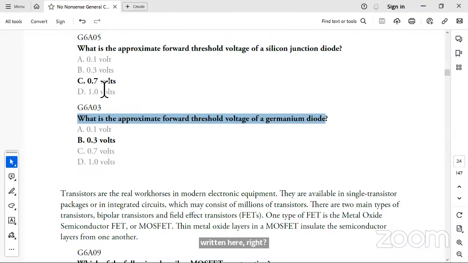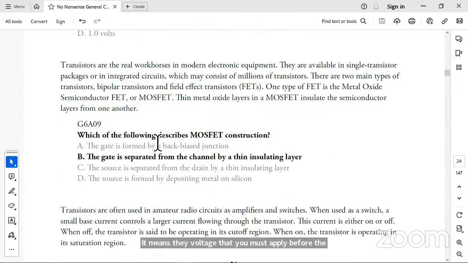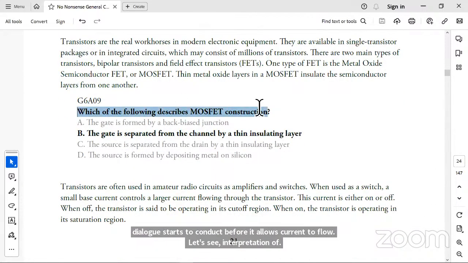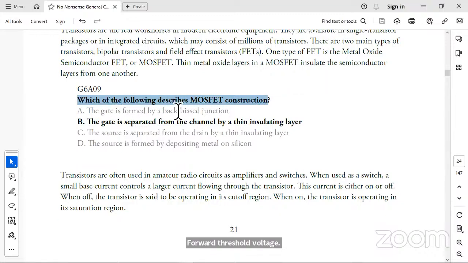Other than that, just to note what the forward threshold voltage means: it means the voltage that you must apply before the diode starts to conduct, before it allows current to flow. That's the interpretation of forward threshold voltage. Okay, let's continue. Which of the following describes MOSFET construction? So we showed what it looked like on your slide, and we said the gate is separated from the channel by a thin insulating layer, right, of metal oxide semiconductor, right?